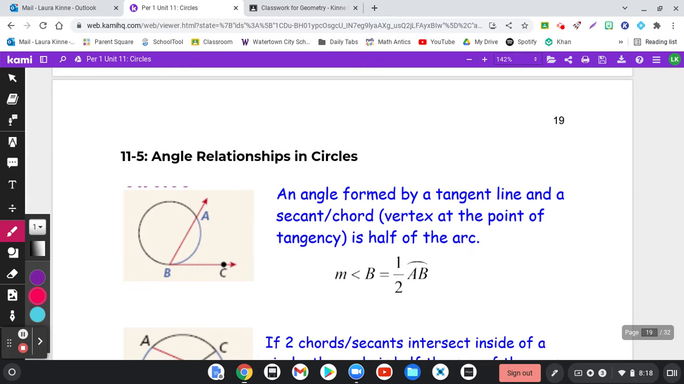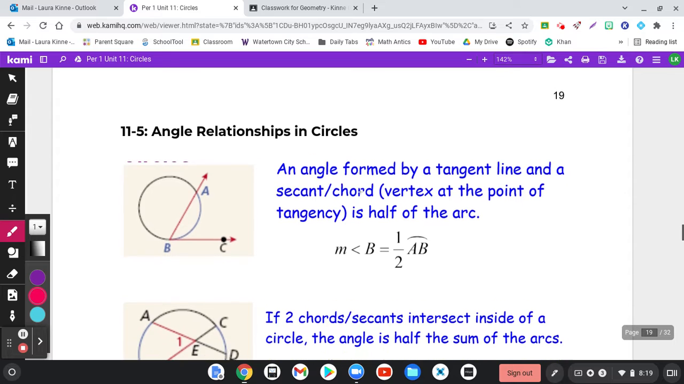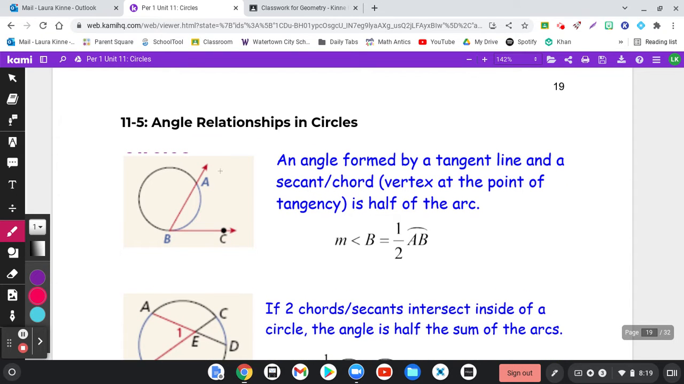Hi everybody, today we're going to start on page 19. It's the last day that we're going to talk about angle relationships in circles, and then we'll learn how to graph them and we'll be set for the year.